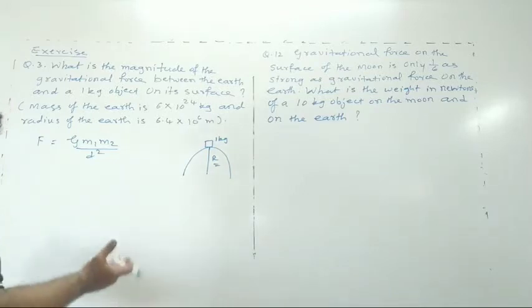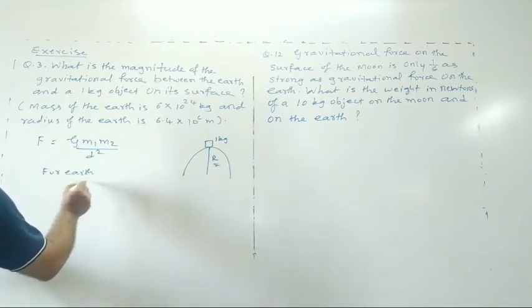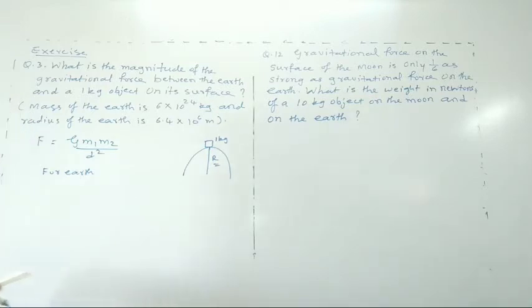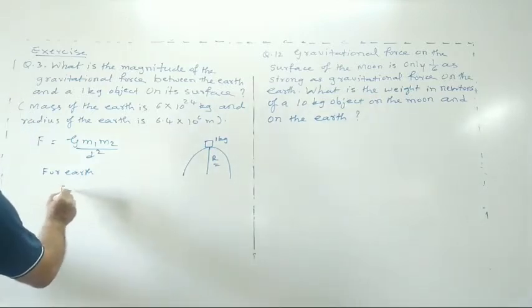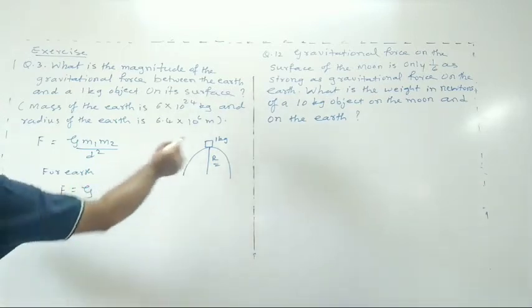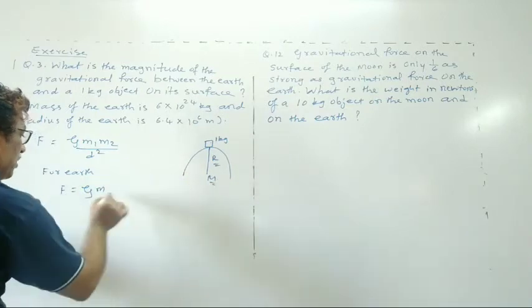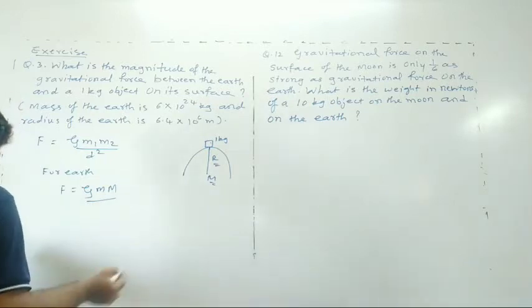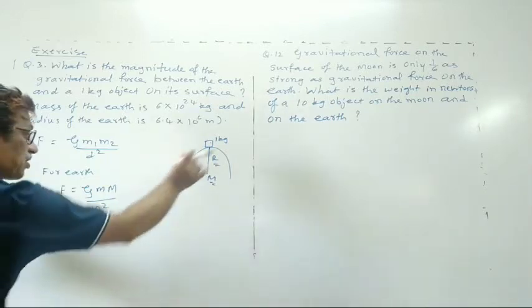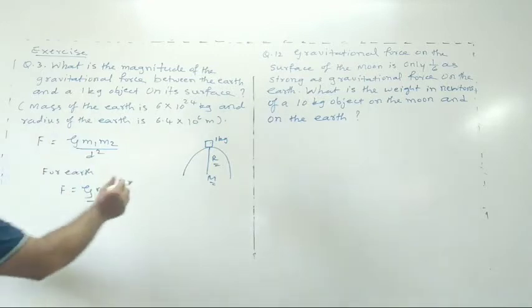Now here we are finding the force for the Earth. So the formula you can write for the Earth is the same: F is equal to G, which is a constant, and small m, the mass of the object, and capital M, the mass of the Earth, upon R square, where R is the radius.